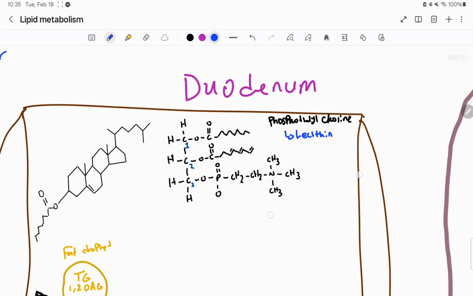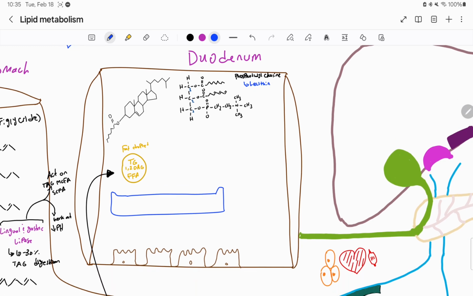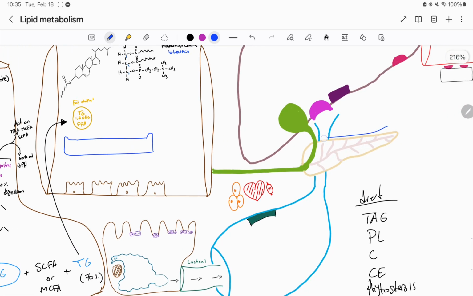Something else I have to mention is that at the level of the duodenum, the enzymes we're going to use are actually not made inside of the intestine. They're coming from somewhere else. They're actually coming from the pancreas, guys. They're coming from the pancreas.